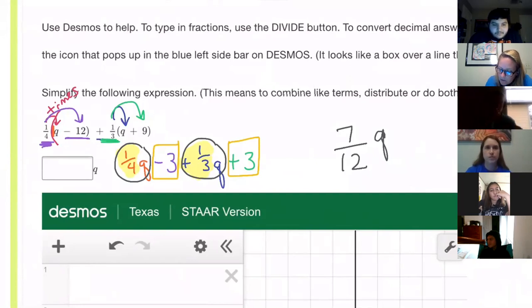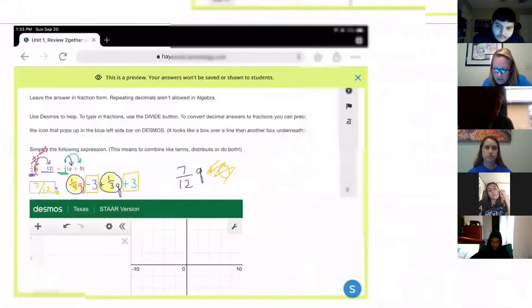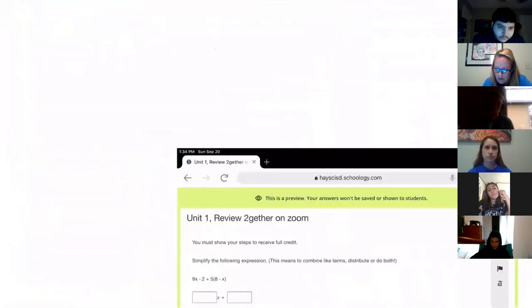So in the box, we need to write 7/12 cubed. So we have 7/12, and then our q is already outside of the box, okay? So no decimals for this one. We keep it as a fraction, and we use that slash. All right, so that is number 3.